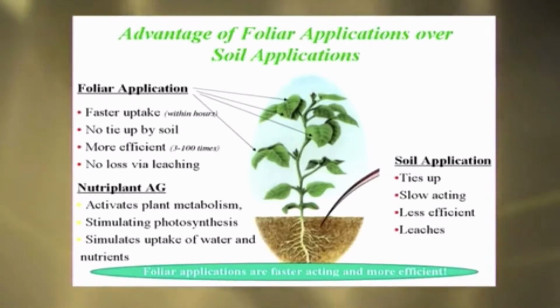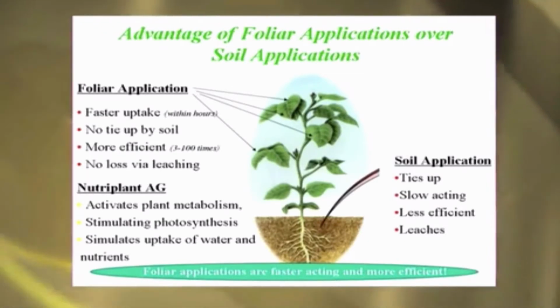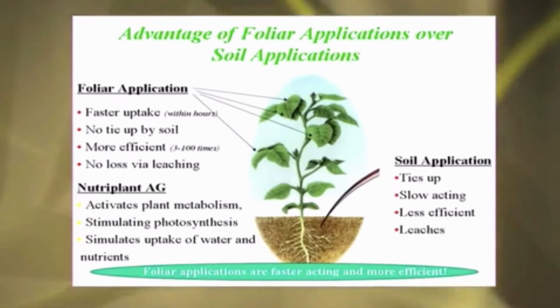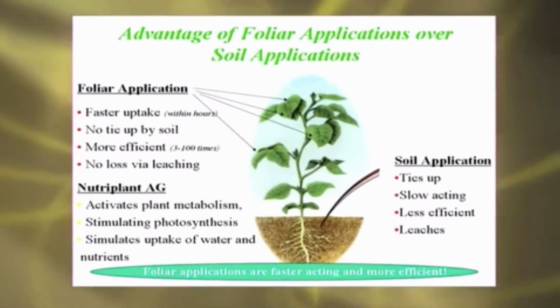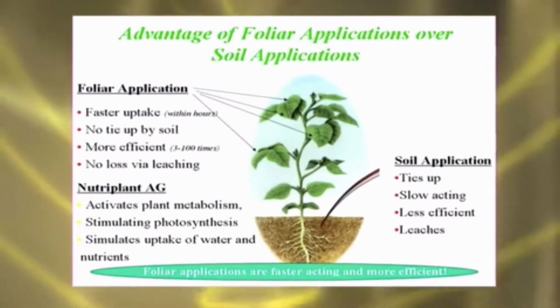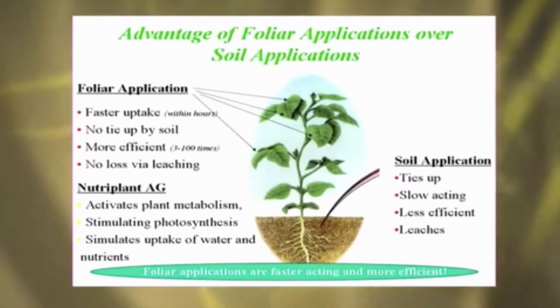Okay, NutriPlant AG has one advantage over the other foliars. It activates the plant metabolism. What do we mean by that? You know, it's easy to call it that. What we mean is university data showing that when you put AG on the leaf, photosynthesis increases. That's the metabolism we're talking about.